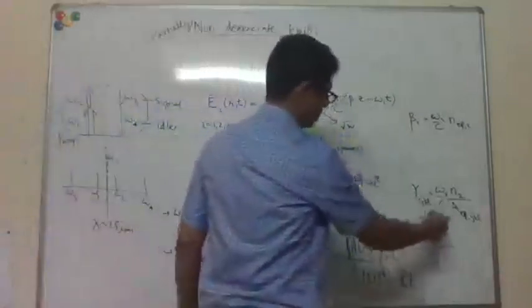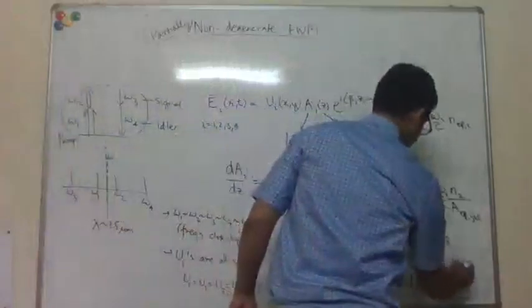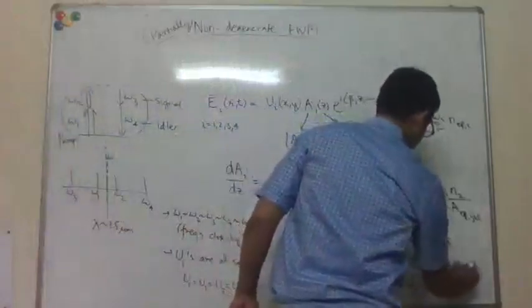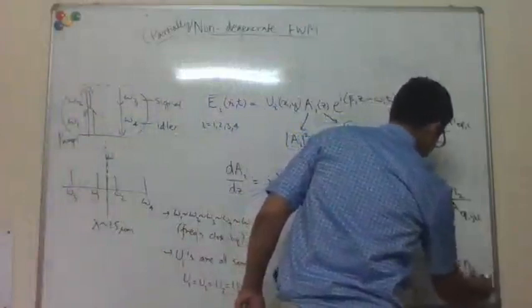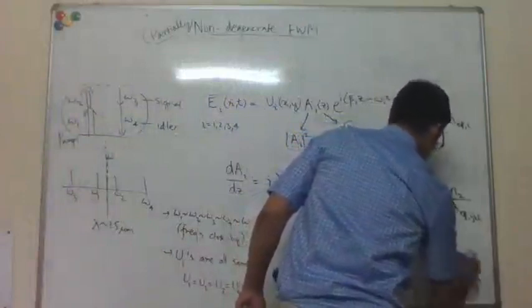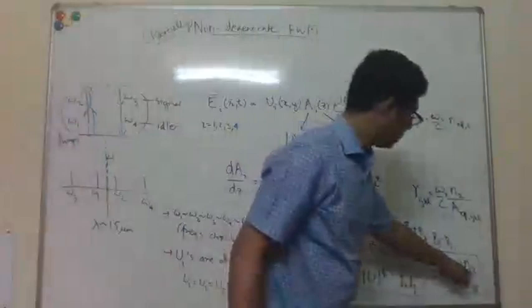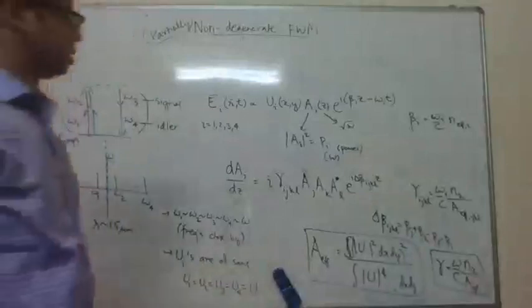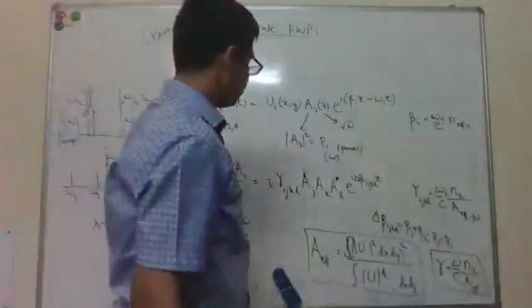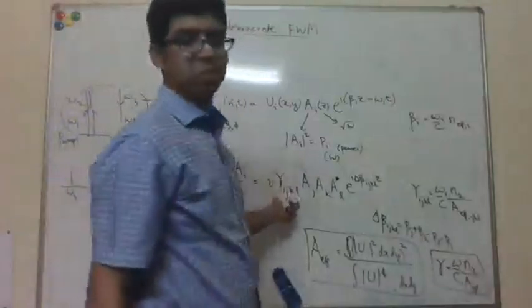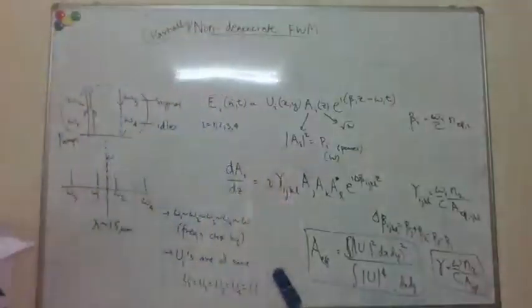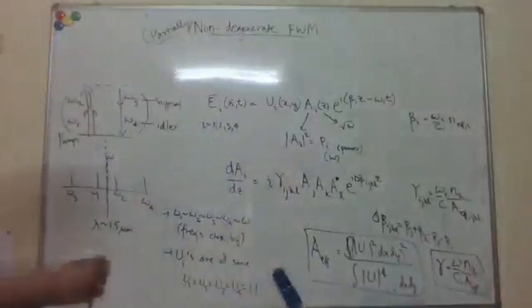And now for the effective nonlinearity also, I don't need indices or anything. I just define an average effective nonlinearity, which is again this average frequency omega by c and then n2 divided by the A effective. Okay. So for all the coupled amplitude equations, the gamma coming in here will be the same.